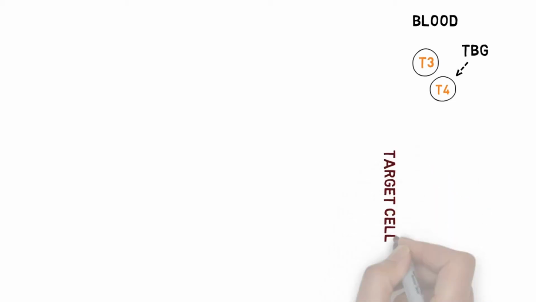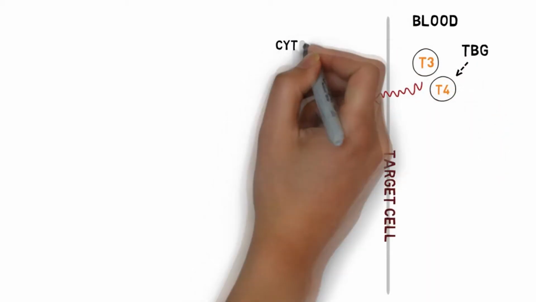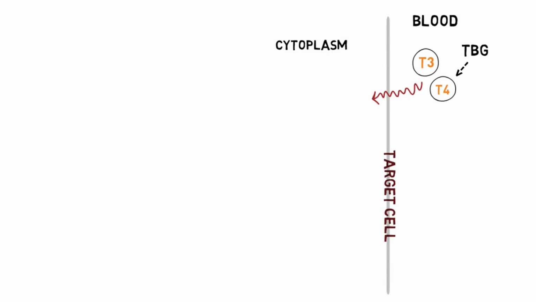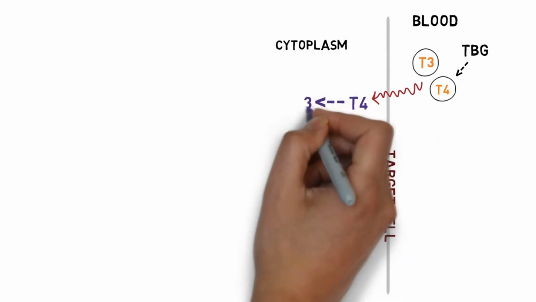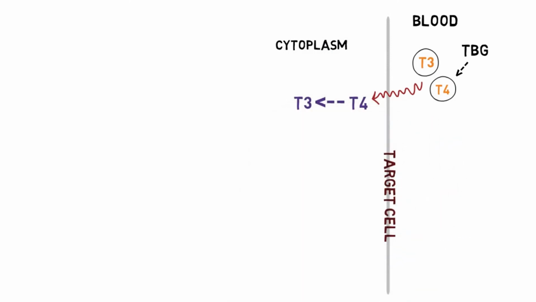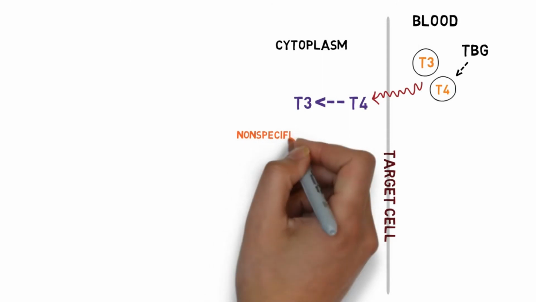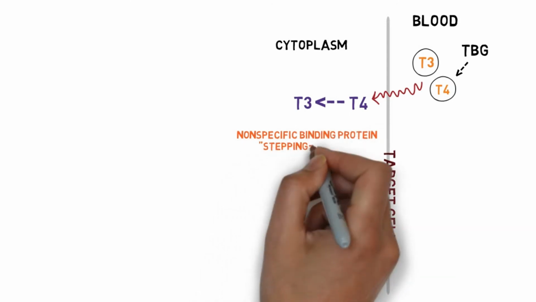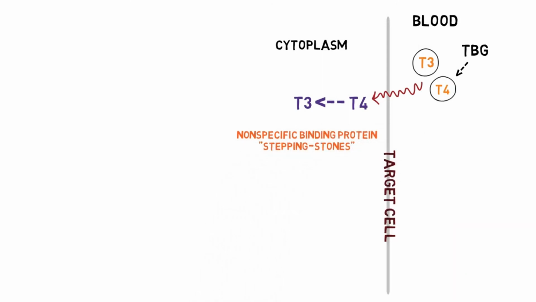to appear. Only the free T4 or T3 can enter the target cells, and once inside the cytoplasm, there are enzymatic reactions ready to convert T4 to T3. However, free T3 may enter the cell from the plasma directly. After that, it passes through some nonspecific binding proteins in the cytoplasm, in what we call the stepping stones process, to enter the nucleus and bind with the thyroid hormone receptor, which is located inside.